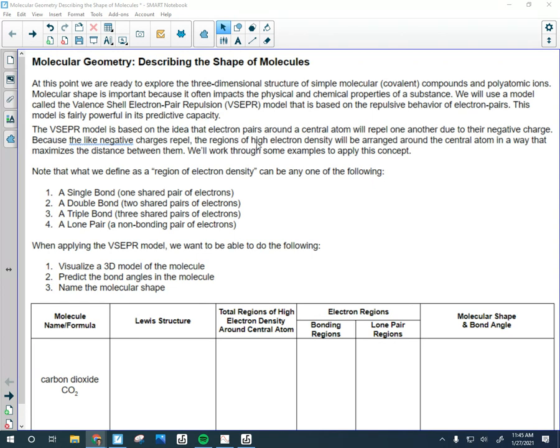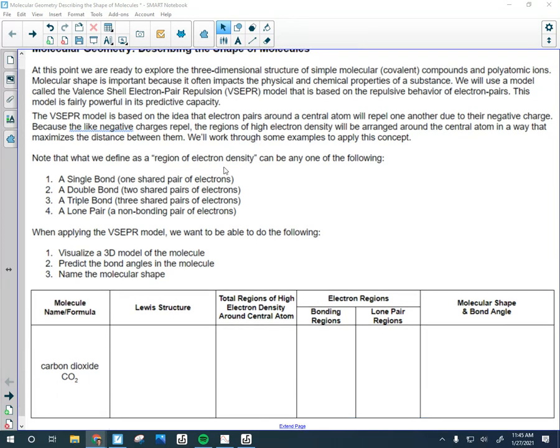So one of the things we need to identify is what we call a region of electron density around a central atom. That could be any of your 3 types of bonds, so a single bond, a double bond, or a triple bond, or it can be a lone pair, which is a non-bonding pair of electrons. Anytime we see one of these regions of electron density, in 3 dimensions, we want to push those regions apart as far as they can go because of that repulsion of the negative charges that make up the electron pairs.